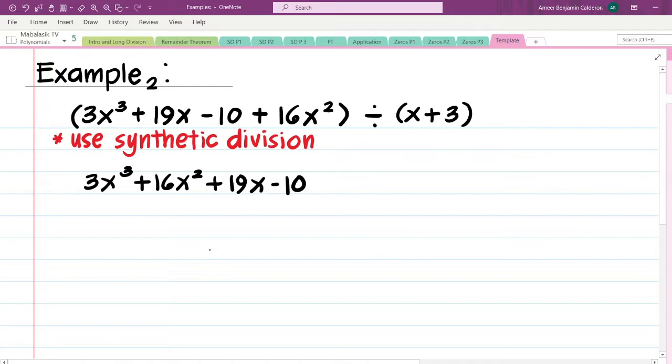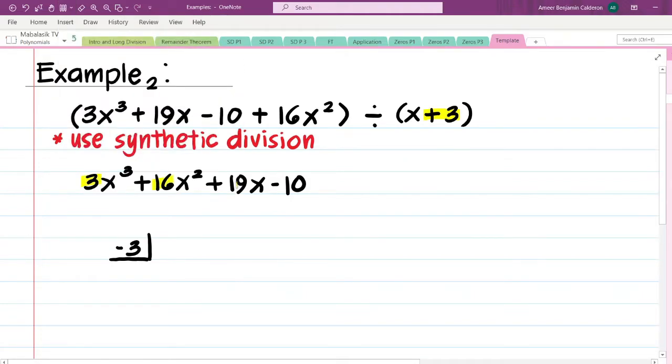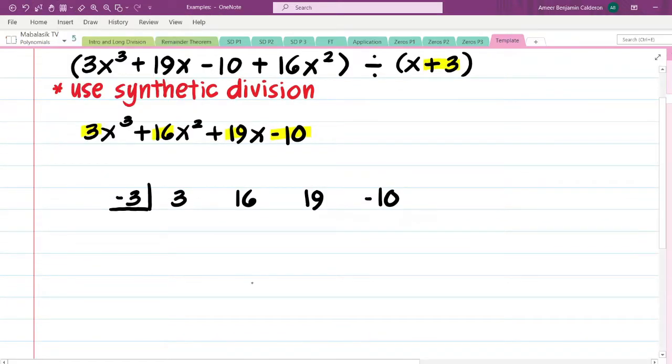Now, what we are going to do is to change the sign of the constant term. So if this is positive 3, this will become negative 3. So let us put that negative 3 in the division box. After so, we are going to copy all numerical coefficients of terms in the dividend. Just the numerical coefficients. So we have here 3, we have 16, we have 19, and negative 10. And just proceed to our synthetic division.